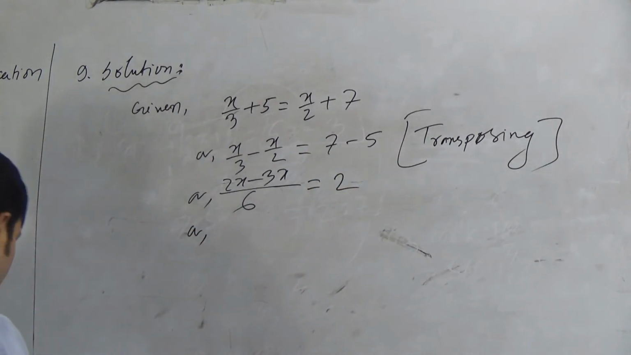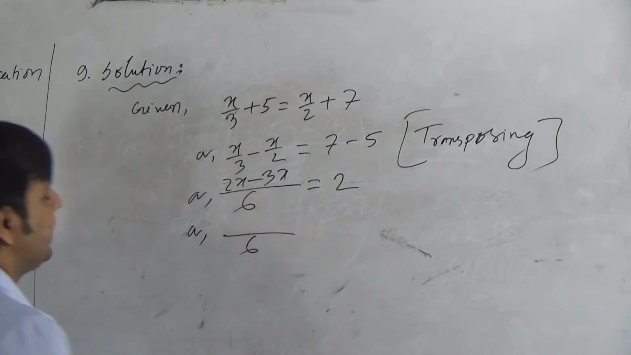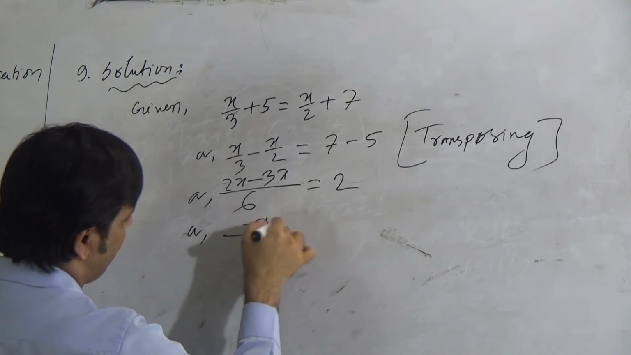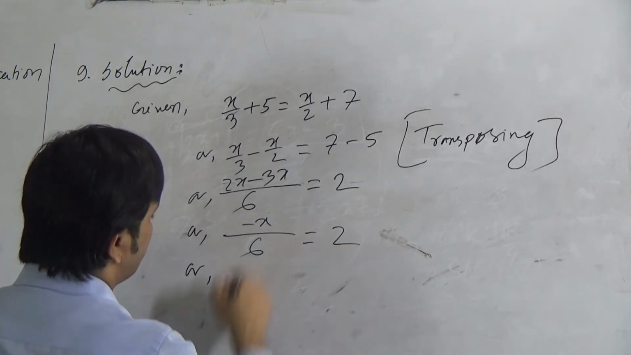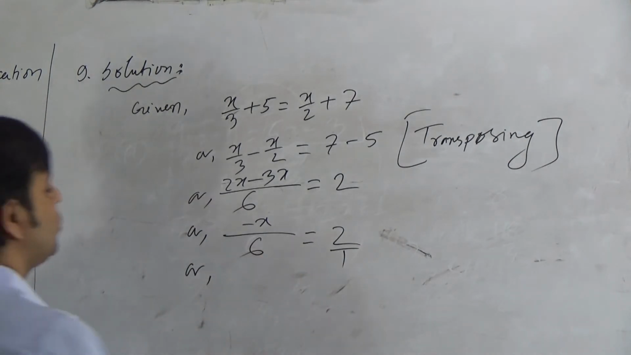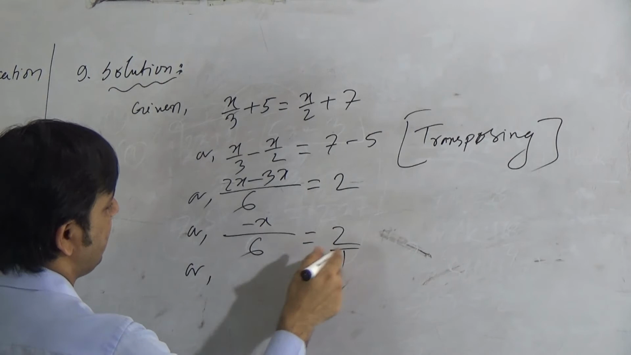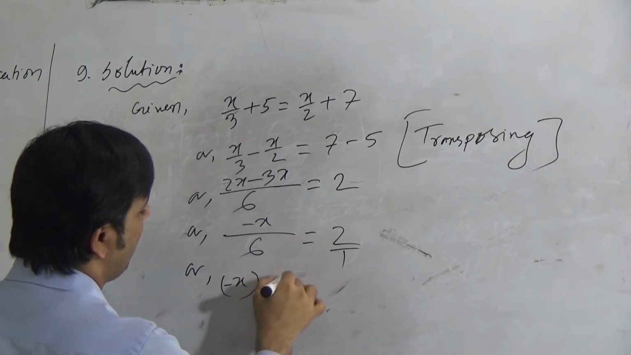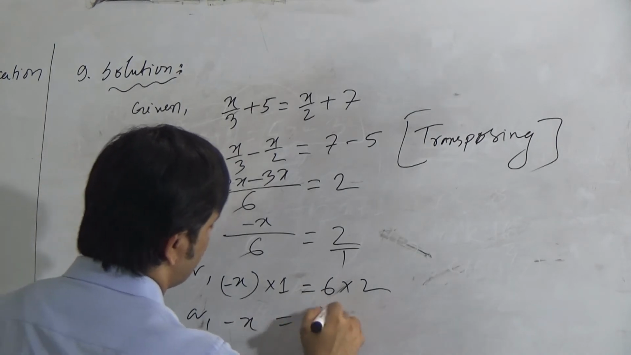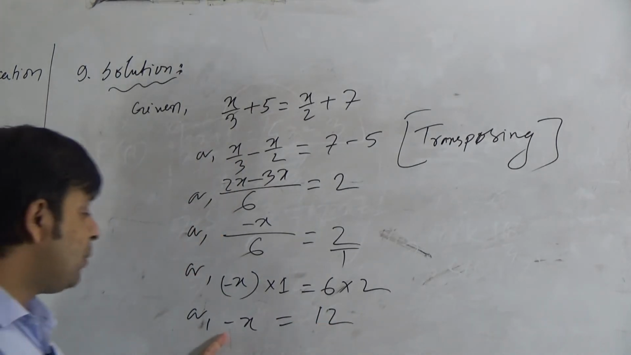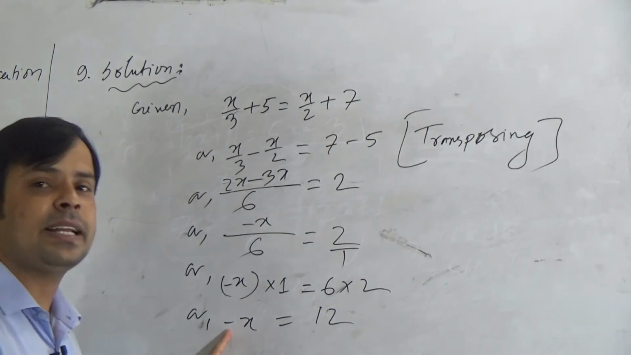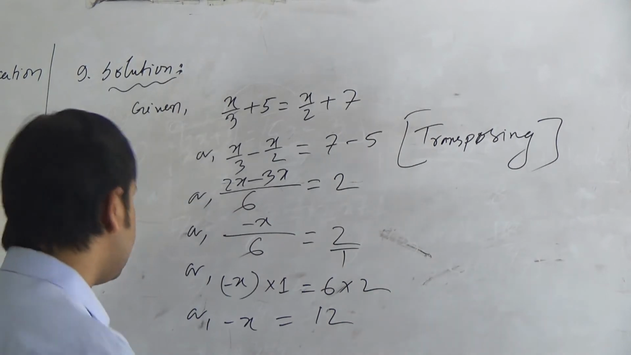So what can we do now? Now 6 is the LCM. Here is 2x minus 3x, so here will be minus x. Then 2. If we calculate here, minus x by 6 is equal to 2. So consider this a fraction. You can do the cross multiplication here. So you will get minus x into 1, which means minus x, and this will be 6 into 2. So we can write minus x is equal to 12. To remove this minus sign, as we need to determine the value of x, we have to multiply both sides by minus 1.